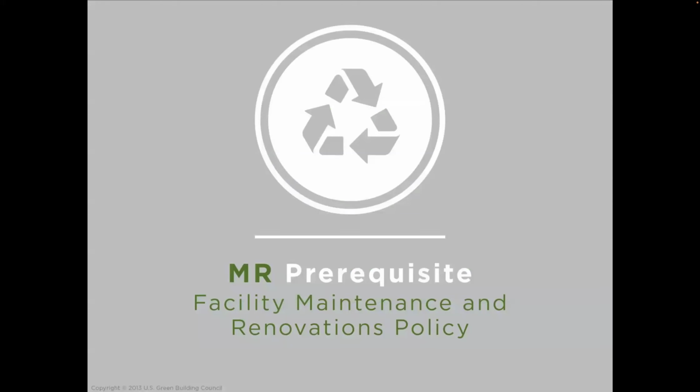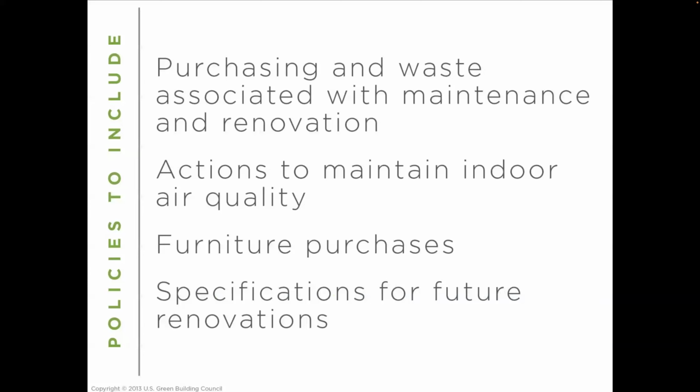All right, and then the facility maintenance and renovations policy. Again, when you do a maintenance or major renovation, are there policies in place for purchasing and for waste? You have to identify what that involves. How are you going to maintain indoor air quality? How are you going to manage furniture? Are you going to buy furniture, or are you going to look for used ones? What are you going to do with the furniture that you're getting rid of? And specifications for future renovations.